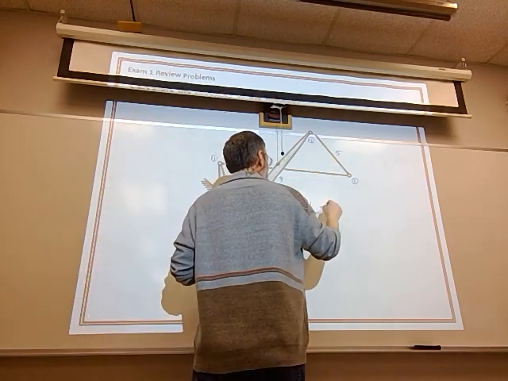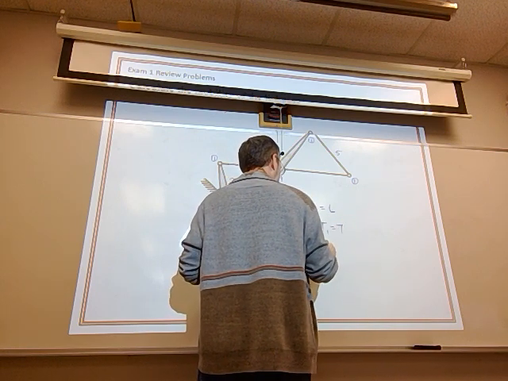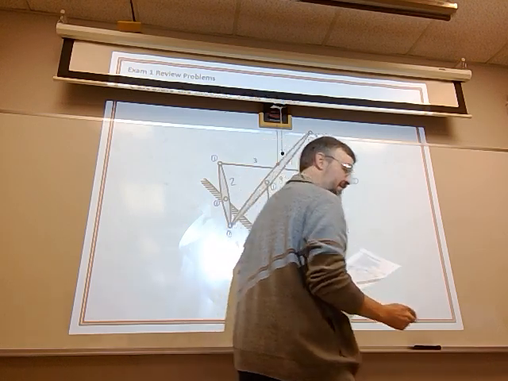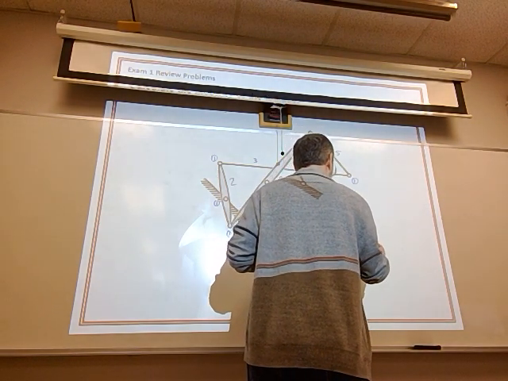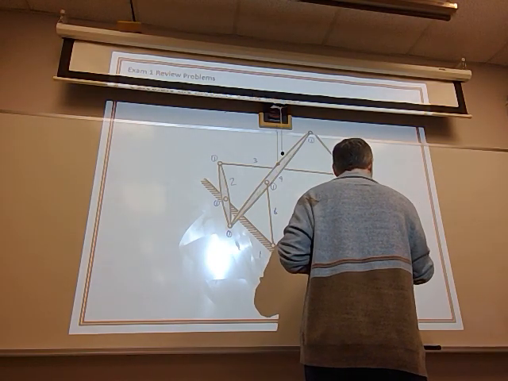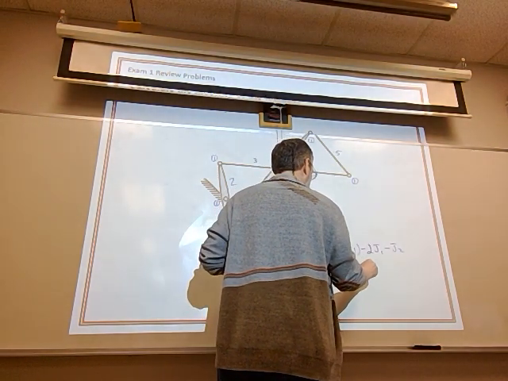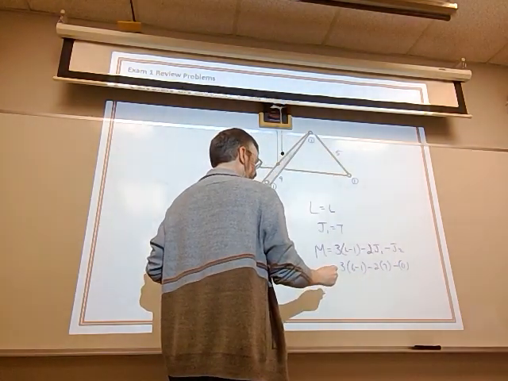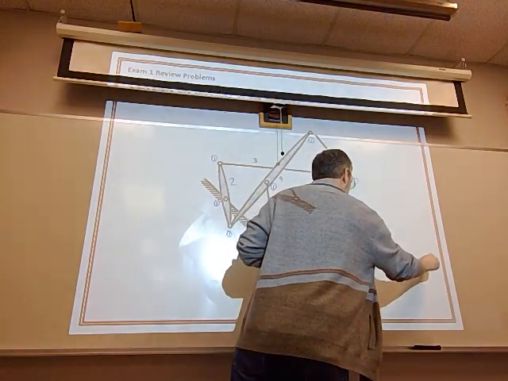Okay. So the number of links is 6. The number of joints is 7. Therefore, our mobility in the equation is going to be, what do we say the equation is? 3L minus 1 minus 2J1 minus J2. Put that in there, and we get, so what is that? 15 minus 14, yay, it's a 1.